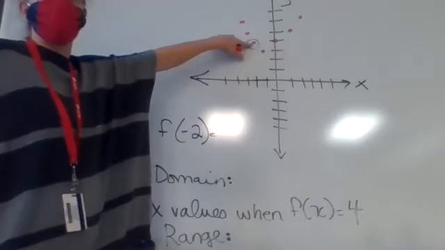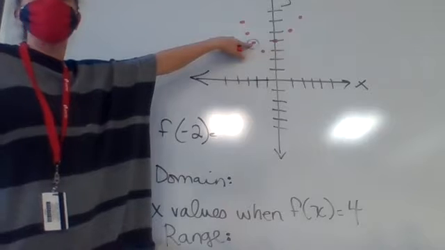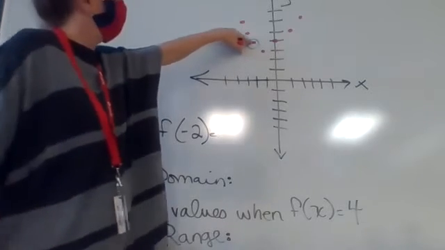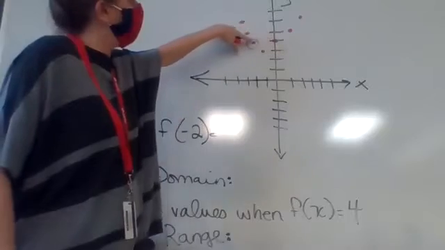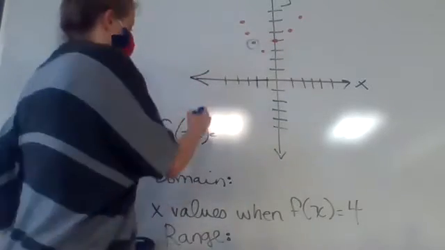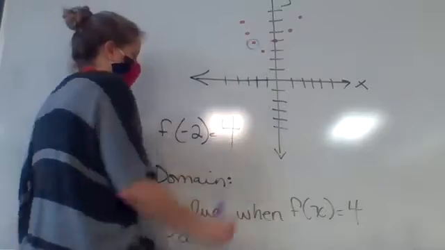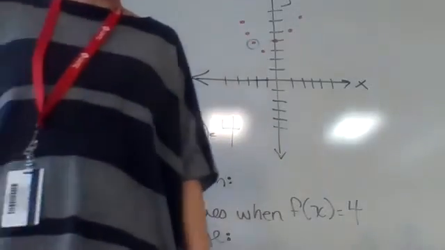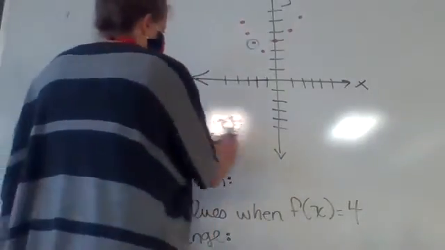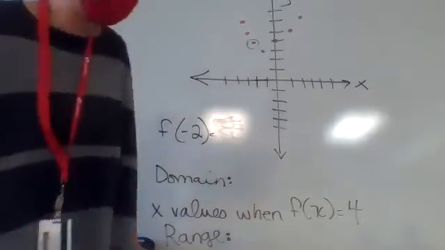So this is the one point that has gone to the left 2. What is the y value of this point? You trace it over to the axis. What is it lined up with? 4. That's exactly right. So f of -2 is 4. So that answer would just simply be 4.